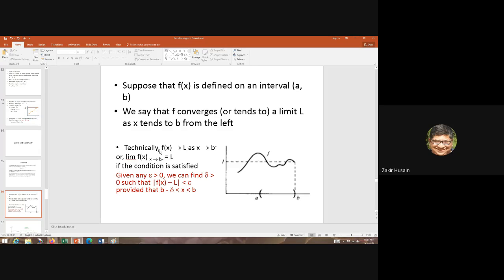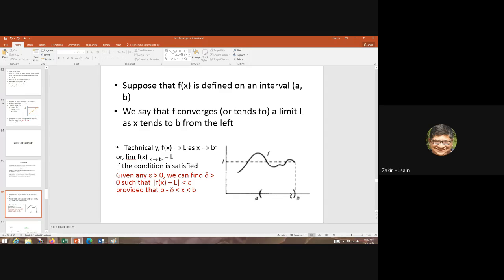So what we're saying is that we have an open interval AB. You can see over here, it's an open interval. So that means A and B are not part of the sequence. We have defined a function within this value. Beyond A, below A, this is not in discussion. We are only concerned with this part of the function. Okay. So we say that f converges or tends to a limit L as, this is the x-axis, as x tends to b from the left.